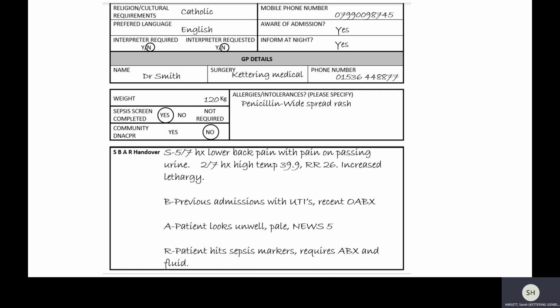So our SBAR handover. The situation is we have a 5-day history of lower back pain with pain on passing urine, and Jane has a 2-day history of a high temperature with an increased respiratory rate of 26, and she has increased lethargy. Her background is that she has had previous admissions with UTIs and has recently been on oral antibiotics. Our assessment: patient looks unwell, she looks pale and she has a NEWS of 5. And the recommendation is that the patient hits the sepsis markers, therefore requires antibiotics and fluid to ensure we meet the goals of sepsis within that golden hour.